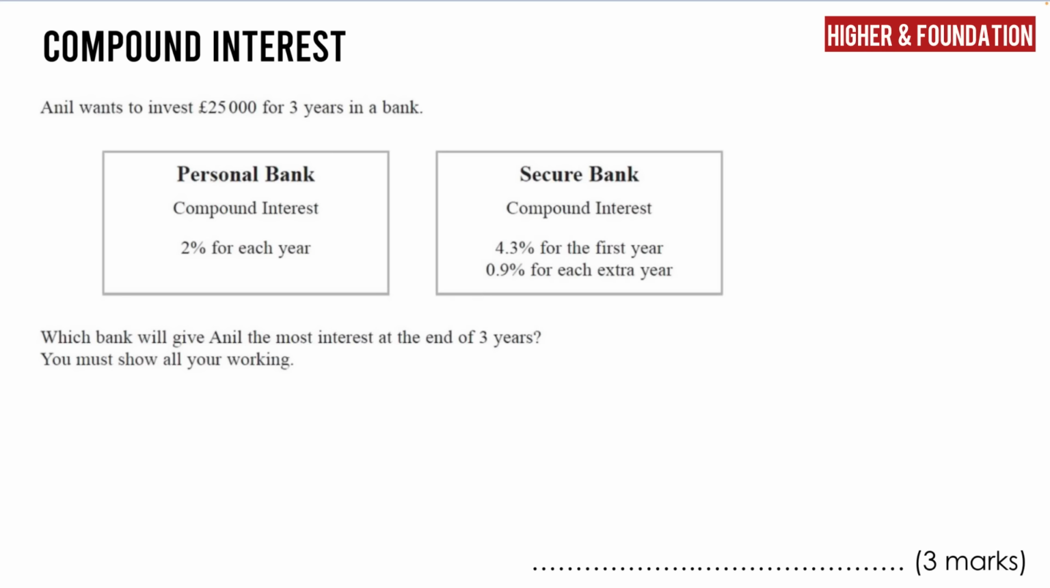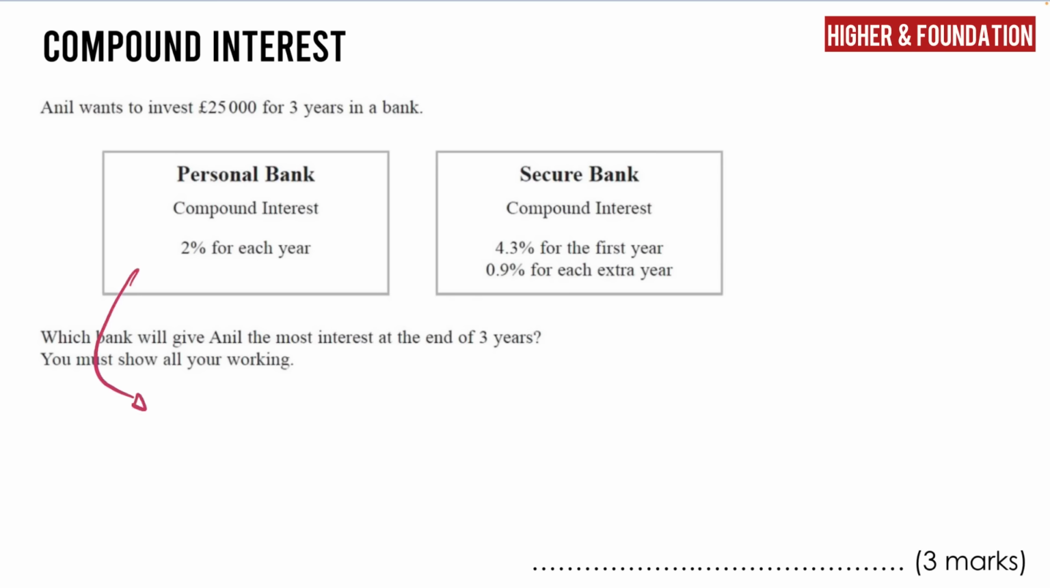Now, there are lots of different methods to use for compound interest. This particular one here, I'm going to use a multiplier, but you can use other variations and even different methods of using the multiplier. So we've got £25,000 for 3 years in a bank. We have the personal bank, which offers 2% compound interest each year, and then secure bank, where the interest changes from 4.3% to 0.9% after that first year. We want to know which bank gives the most interest after 3 years.